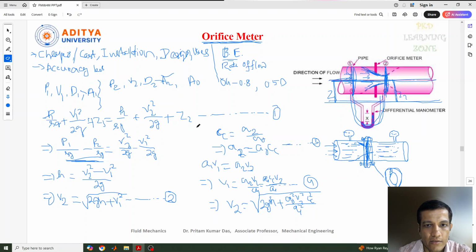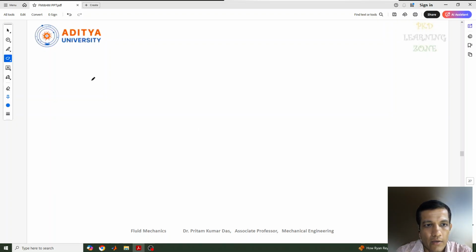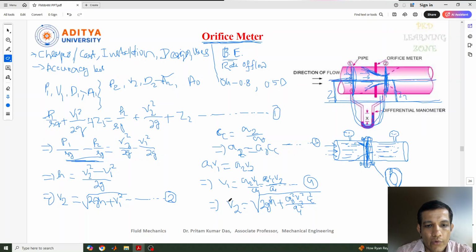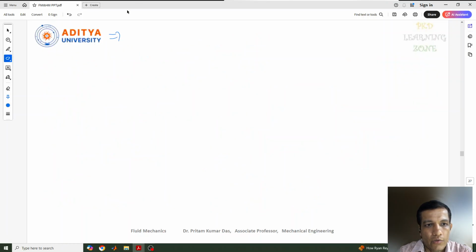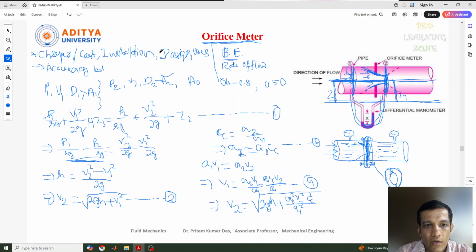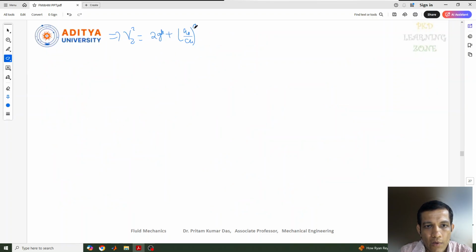So what we'll do is this, let's solve this one and let's write. Okay, I'll go to the next page so it will be easy for us. Yeah, here we can write. So what we have written, v2. Okay, now I'll make it square this side so that the root will be removed. So I can write here v2 square equal to 2gh plus a naught by a1 whole square into Cc square into v2 square.